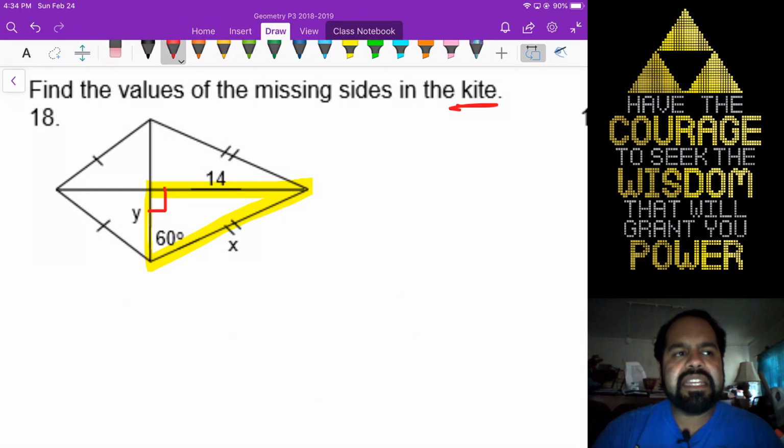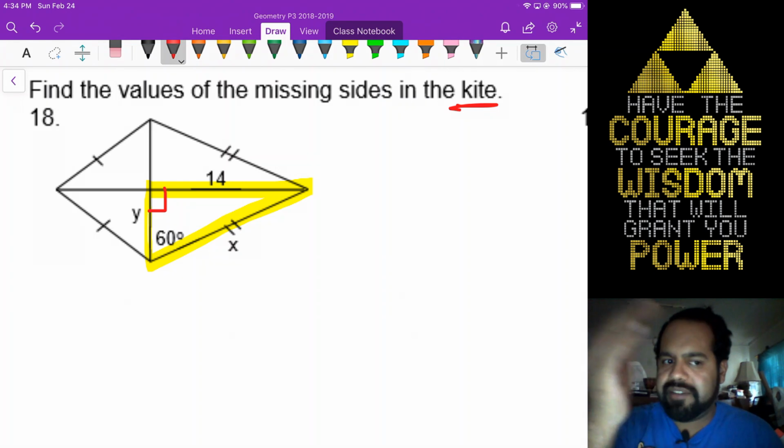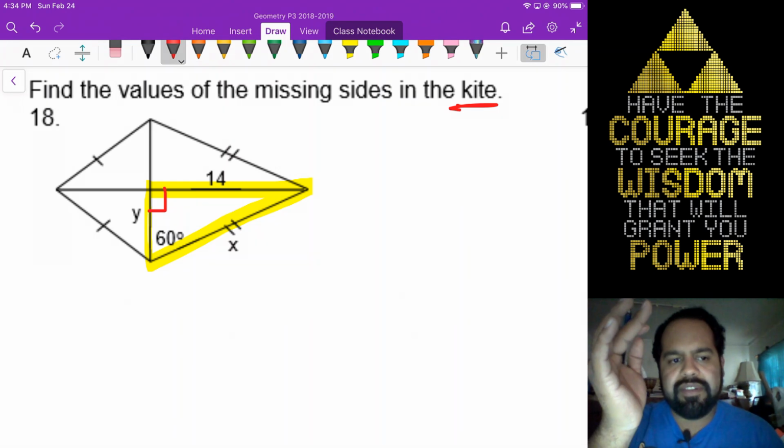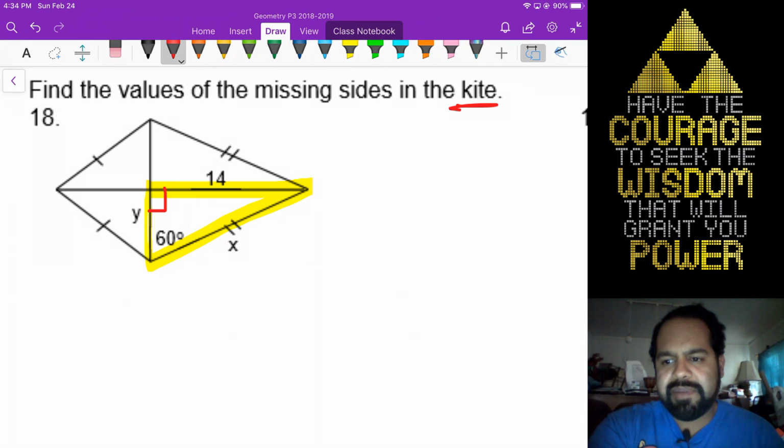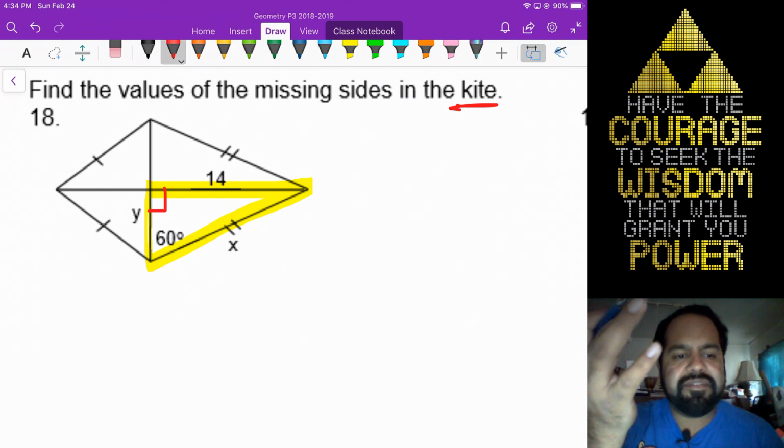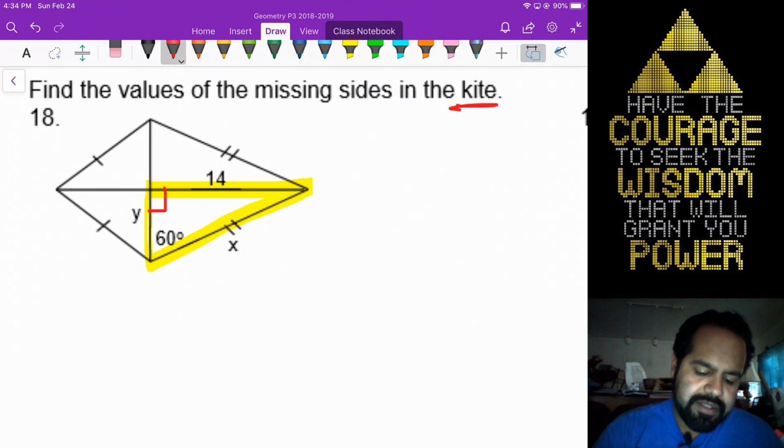Now, technically, you could use trig here, right? Technically, you could. I'm going to do the special right triangles because I'm going to want the exact value. So my 30 degrees is pointing to y, which is the short leg. X is the hypotenuse, and we have the long leg.